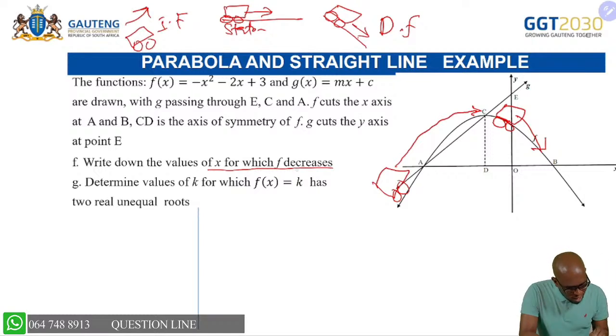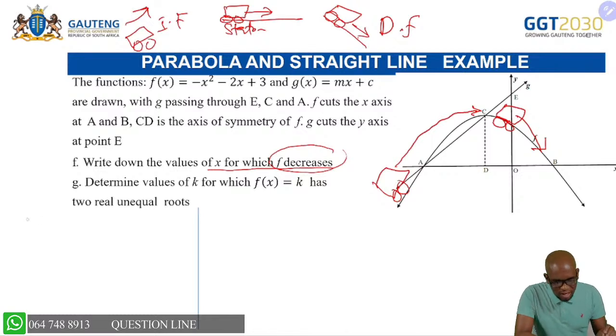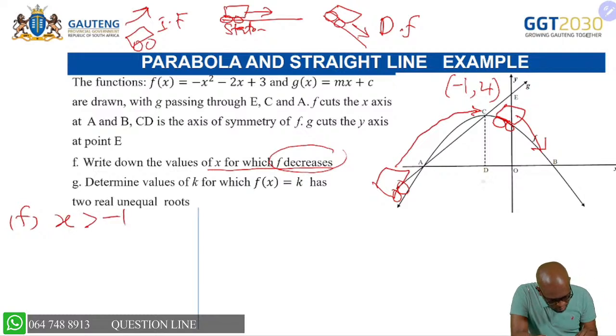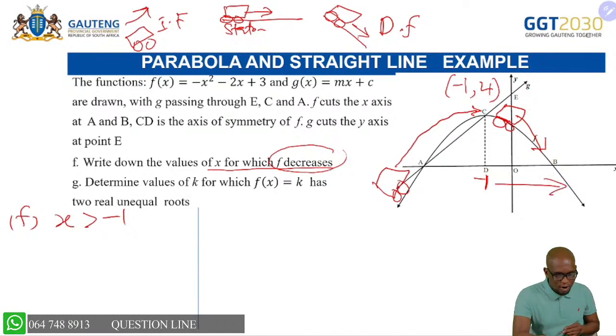So where do they want it? They want it where it decreases. So it starts from where the graph was stationary. Remember, the coordinates of C are -1 and 4. So we see that this graph decreases when x is greater than -1. Starting from here, going that way, the graph decreases.